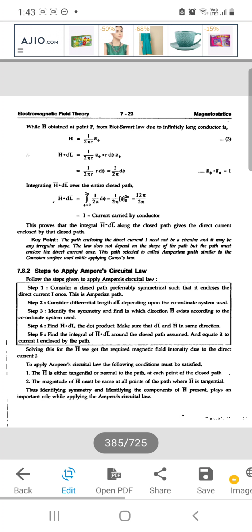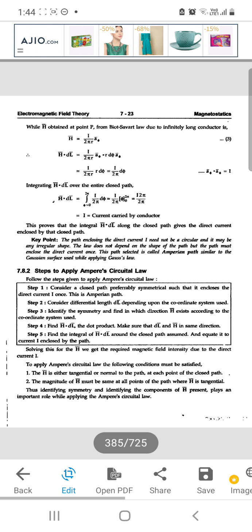While H obtained at point P from Biot-Savart law due to an infinitely long straight conductor is known to us, we have dealt with that in our previous classes. According to that, our final output of the derivation was H equals I by 2 pi r a phi. So when you know H and when you know dl, you can directly find H dot dl, take the cyclic integral, that is the contour integral over phi, and check whether it is equal to I. Now we will move on to the derivation.